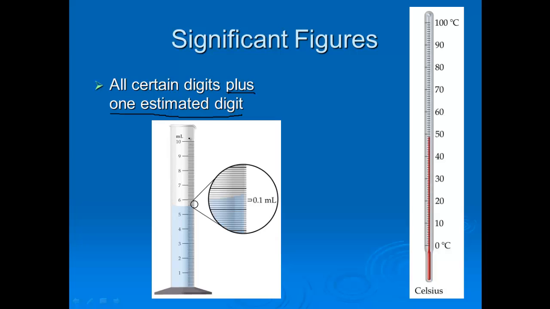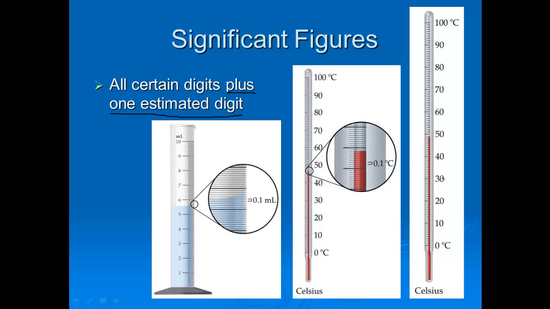For example, this is a 10 milliliter graduated cylinder. And that graduated cylinder has increments of 0.1 milliliters. We could also estimate one more decimal place, or how far in between this is, and that's where we get our estimated digit.